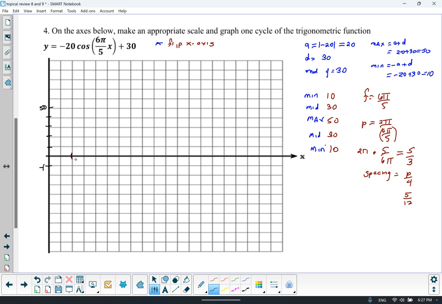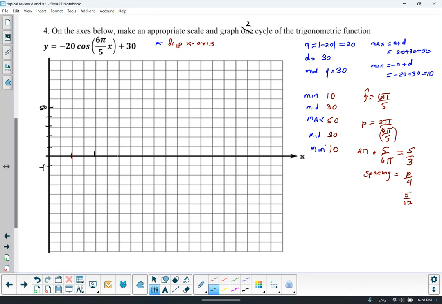Because again, in this case, I only need to graph one cycle, but sometimes they ask for 2. So I actually want to graph 2 in this case, just so you can get a sense of what this looks like. And I do have that on the solutions for study guide number 2. So we're spacing it 5 over 12.